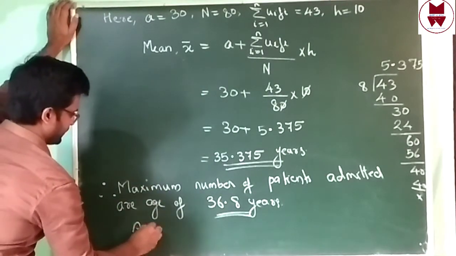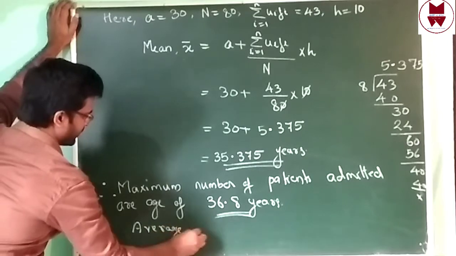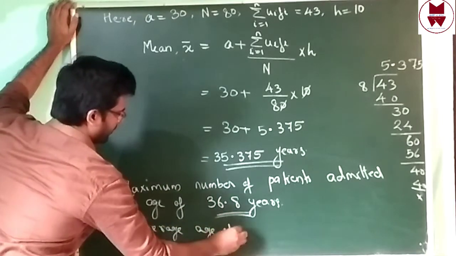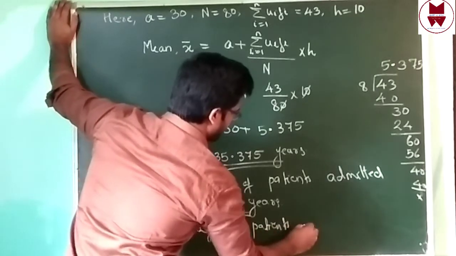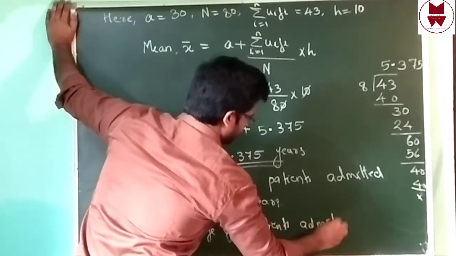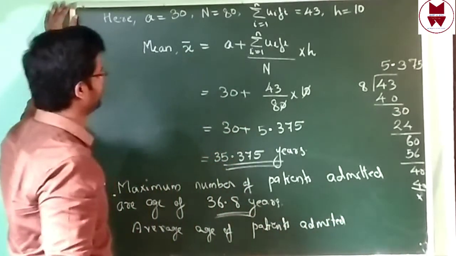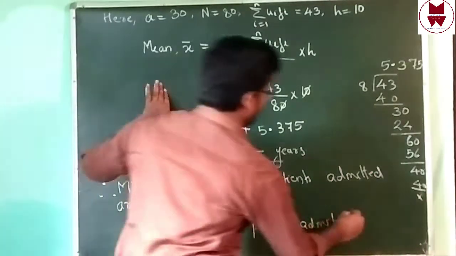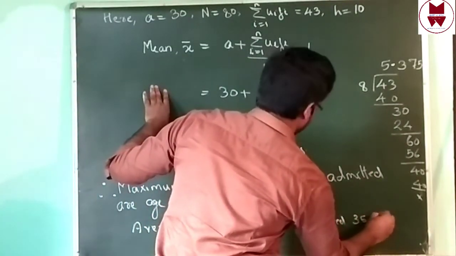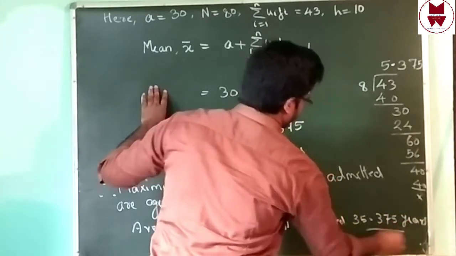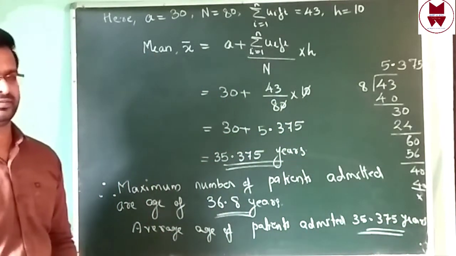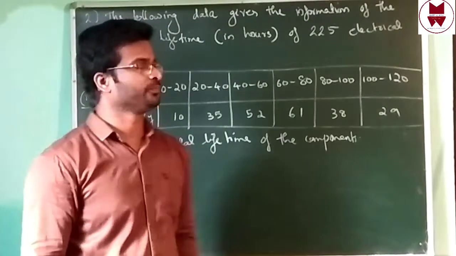Then average age of patient admitted. Average means mean. Mean we got it, 35.375 years. That is our answer. Now we can see question number 2.